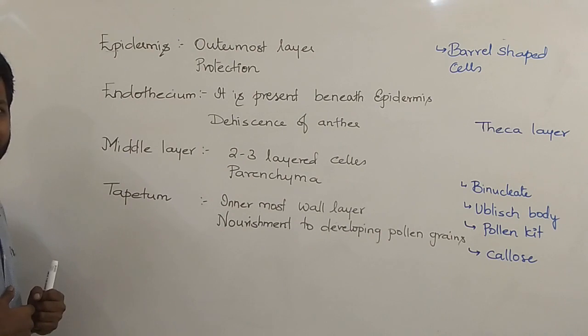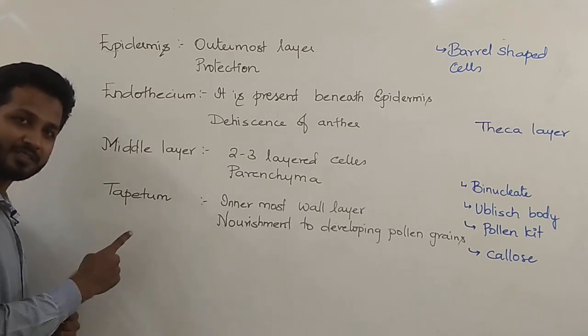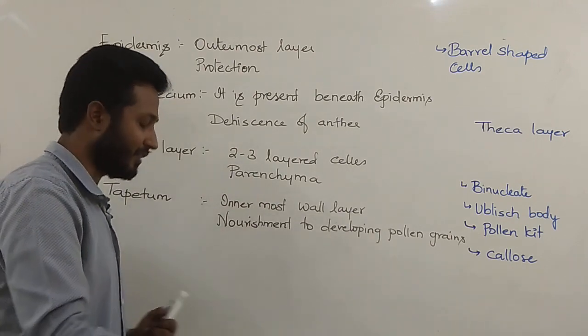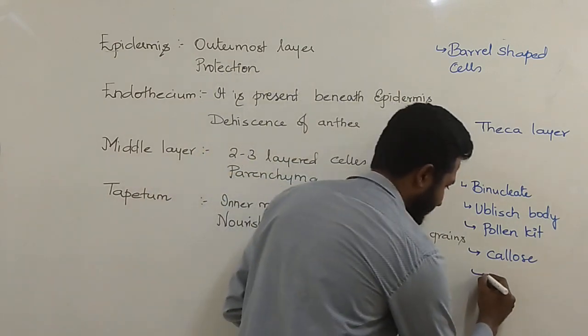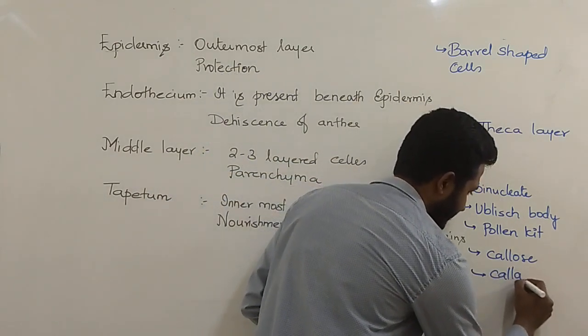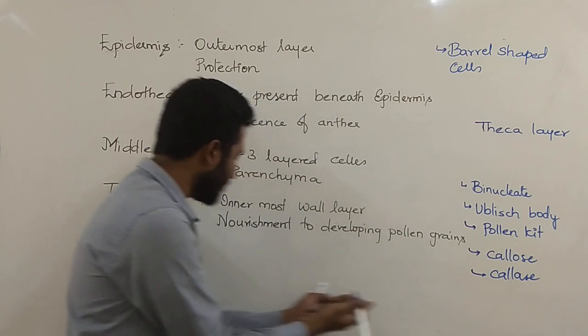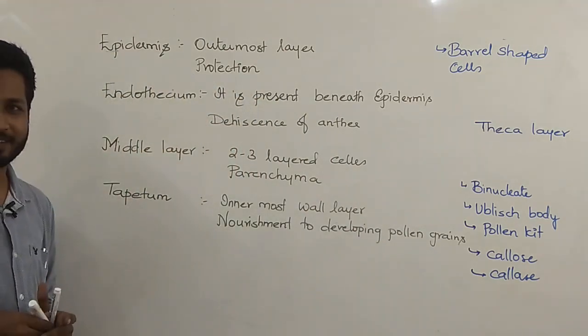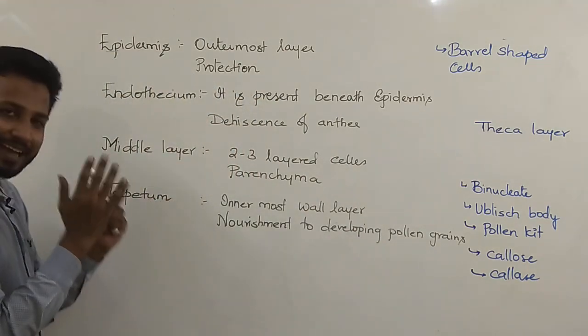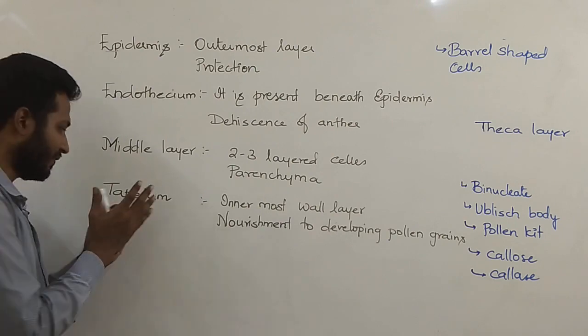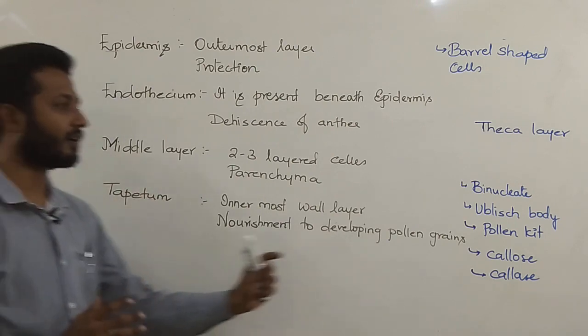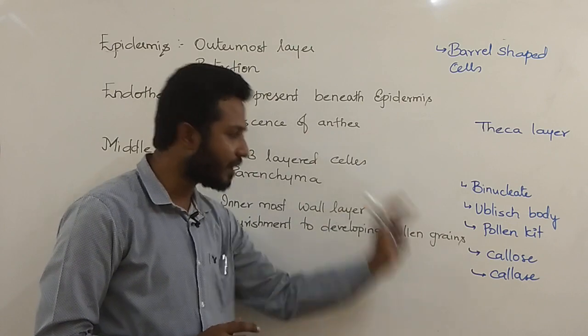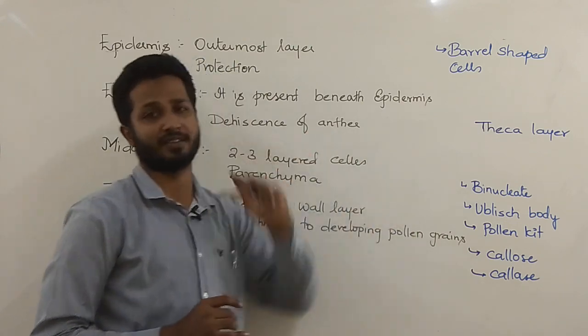Tapetum. And the same callose is further broken down by an enzyme called callase, which is also produced by tapetum. Okay? So this is a characteristic feature of the so-called tapetum. Very important for our NEET exam. You cannot afford to miss even a single point in this.